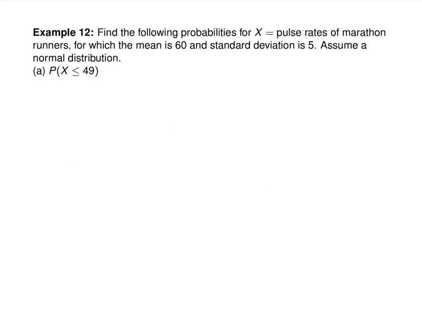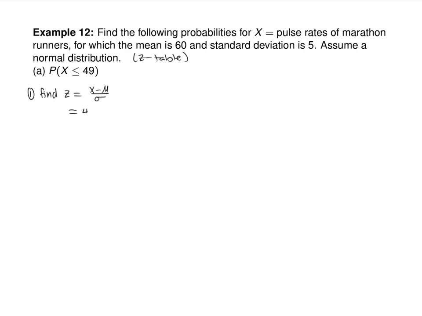Okay, now this is a continuous distribution. So find the probabilities for x equals pulse rates of marathon runners, for which the mean is 60 and the standard deviation is 5. We're going to assume we have a normal distribution, which means we're going to use our z-table. Okay, so what's the chances that we find a runner whose resting pulse rate is below 49? The first thing you have to do is find that z-score. And that formula is x minus mu over sigma.